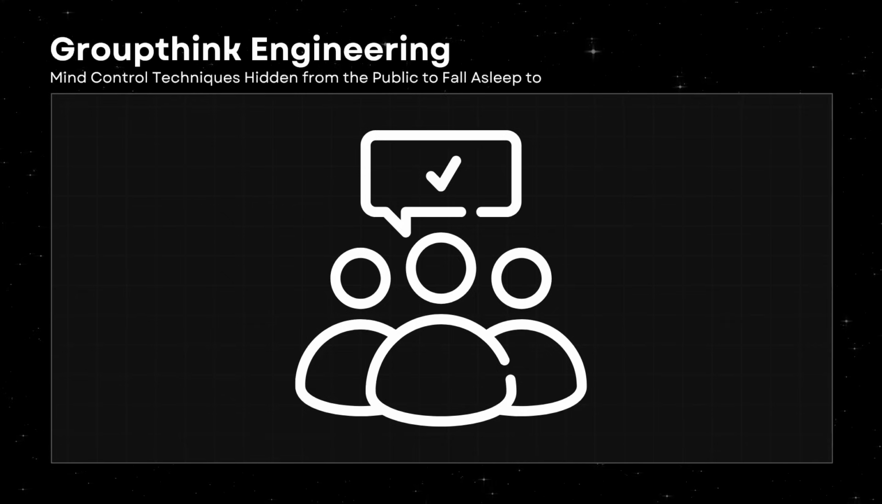The goal is to create the feeling of unity, even if it means shutting down individual thought. This starts with pressure to fit in. In most groups, people want to feel accepted. They want to belong, that's normal. But when the group starts to value harmony over accuracy, it stops thinking clearly.